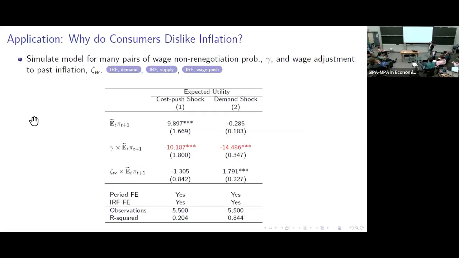So with the model, we do a bunch of things, but what I wanted to show today is an application with simulated data from the model. So what we're going to do is simulate our model for many pairs of wage non-renegotiation probability, which I'm going to call gamma, and wage adjustment to past inflation, zeta W. In the model, I'm going to simulate expected utility and expected inflation for all of these many different pairs. We use about 50 different pairs of gamma and zeta W.